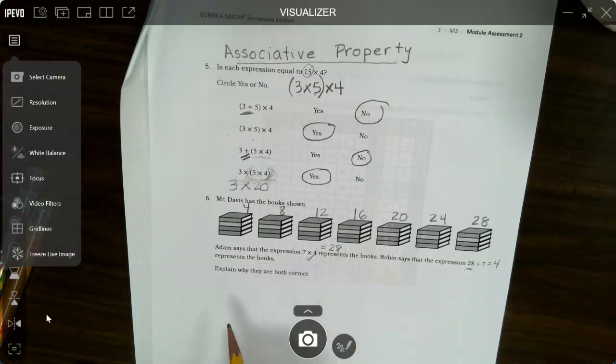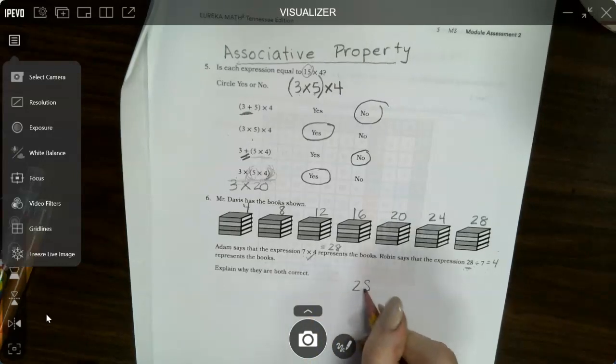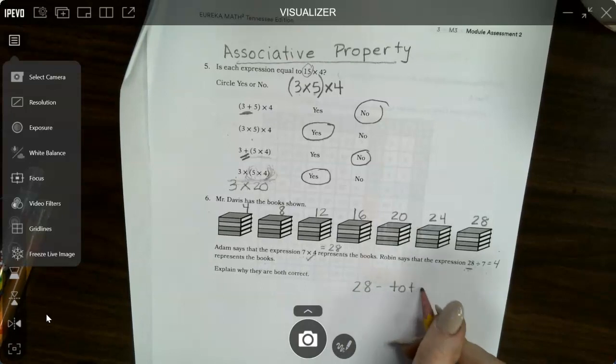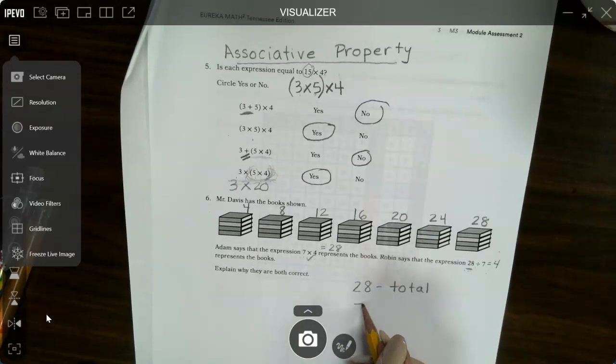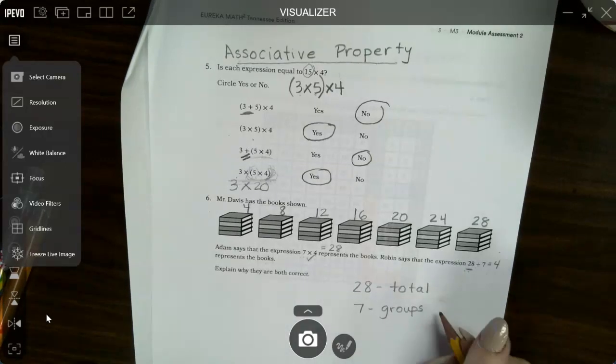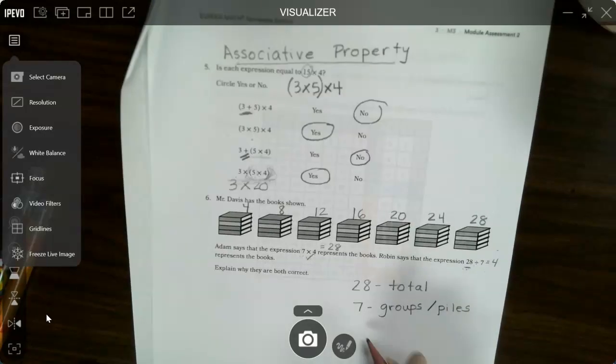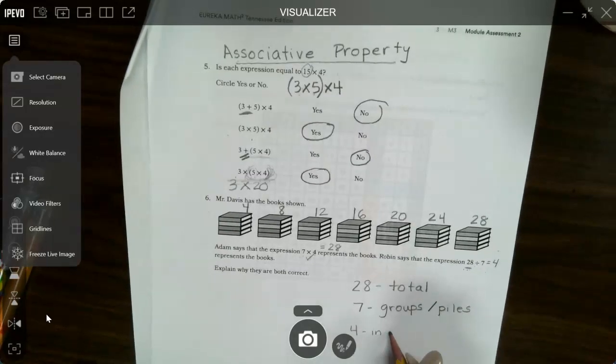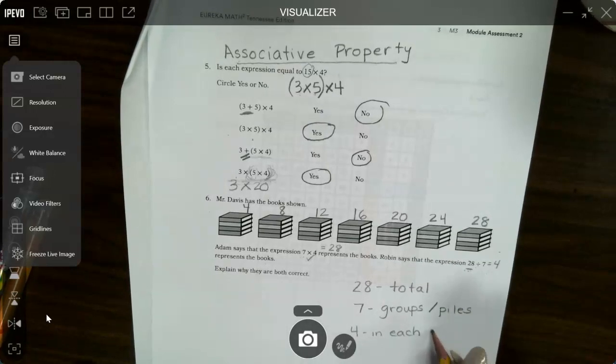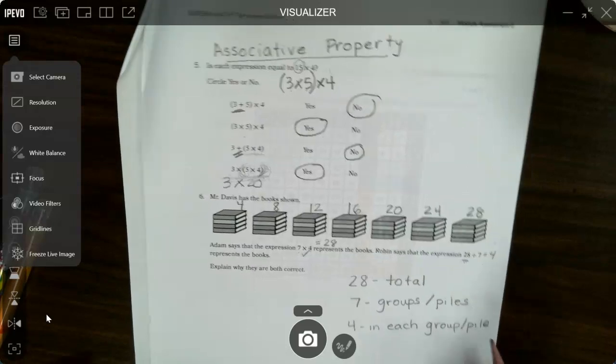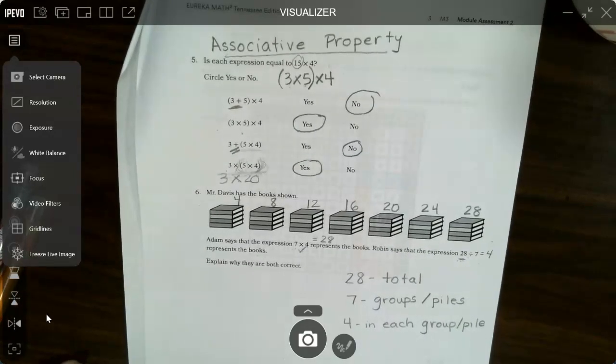Again, here are the same parts as I had here. Remembering that we have a total, those are the same. We have our groups. I'm just going to write this down. We had 28 books total. We had 7 groups or piles or stacks, you could say it however you want, of books. And then we had 4 in each group or in each pile. Those are the 3 parts.